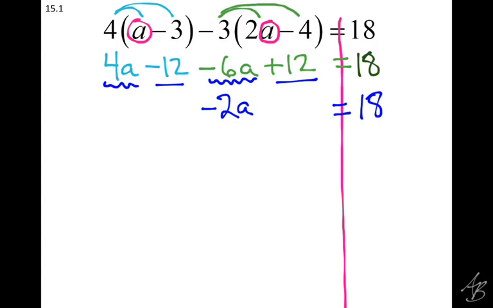All right, now what? What do I need to get rid of to get that A by itself still? And how do I get rid of that negative 2? Divide. So we're going to divide by negative 2 on both sides. On the left side, the negative 2's cancel, leaving A. And on the right side, 18 divided by negative 2 is negative 9.